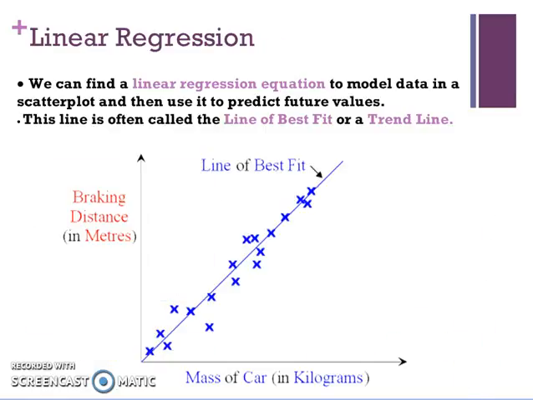Okay, linear regression. You can find the equation to model data in a scatter plot and use it to predict future values. This line is often called the line of best fit or a trend line. So we're taking the data that we have and we're going to create a line that fits it so that we can predict in the future or in between if we don't have the exact point.